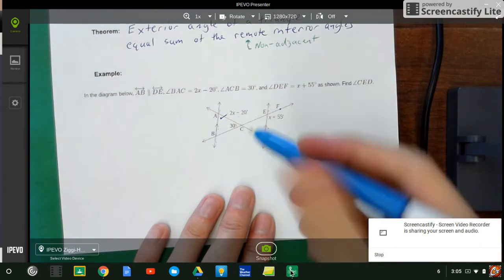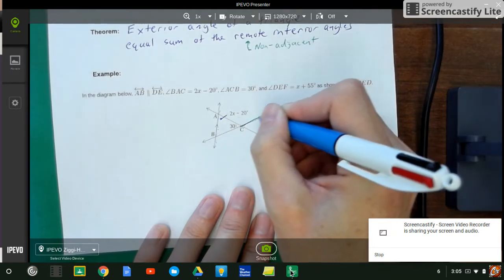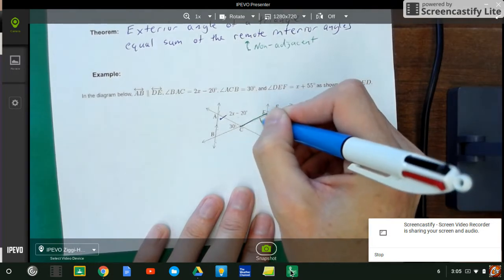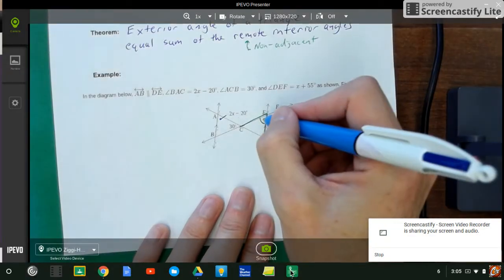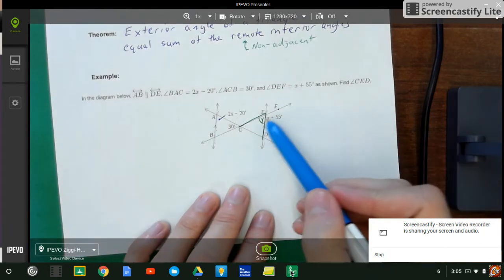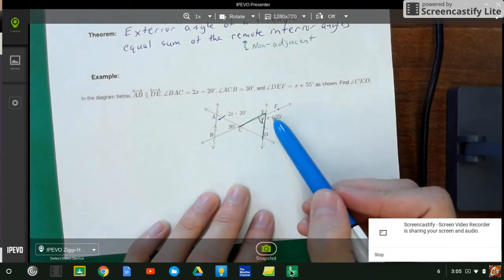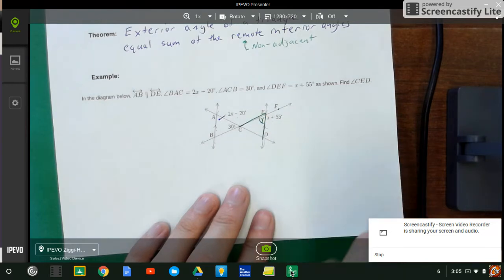Sometimes if you're having a hard time finding these angles, connect the dots. Oh, there's CED. So this is the angle we're trying to find. Again, I can't use x because x has already been used. So I'm going to call it y. Well, I know these two angles are supplementary, but that doesn't really help because I can't set them equal to 180. I got two variables. I can't do two variables. But let's look at those parallel lines.